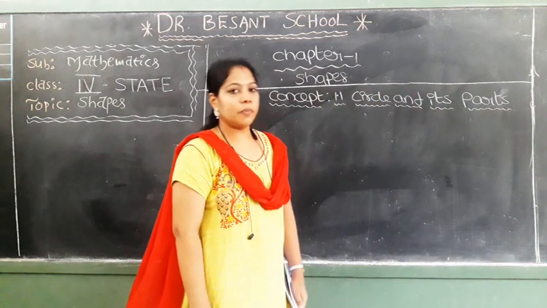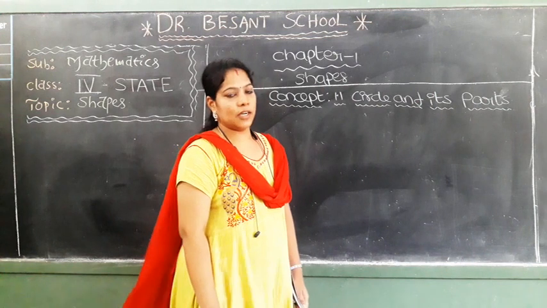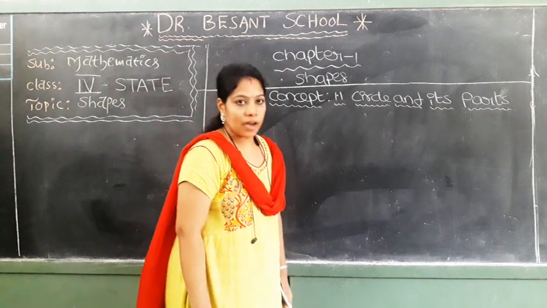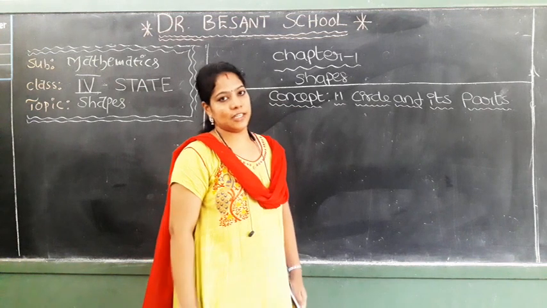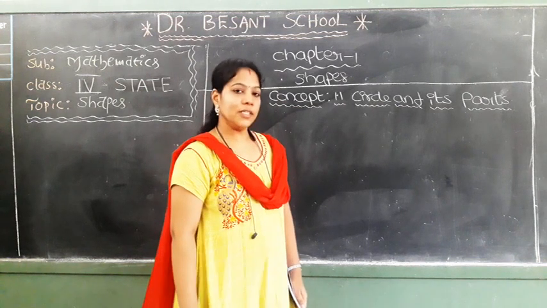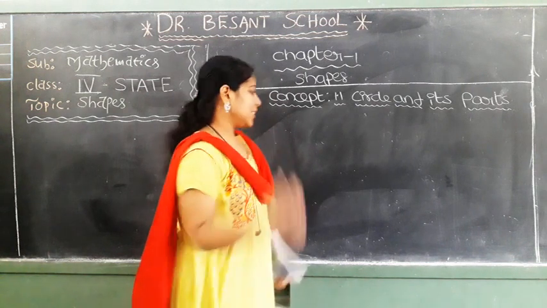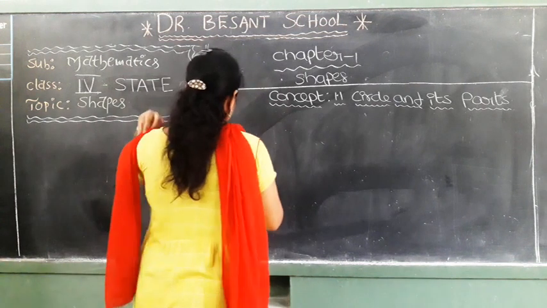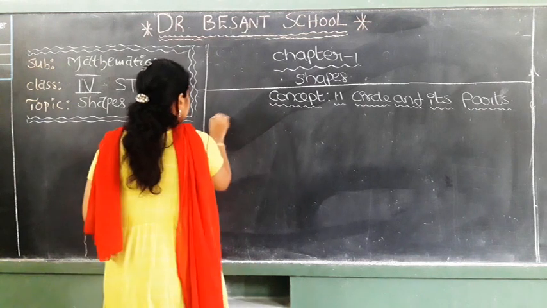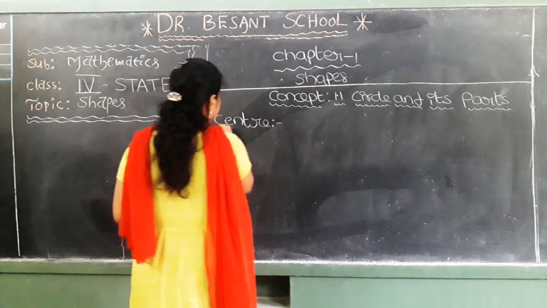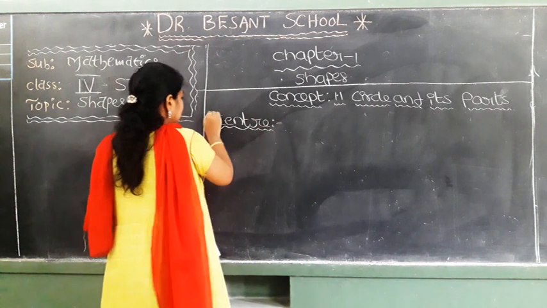We already learnt about all the parts of the circle. Do you remember all the parts? Good, children. Now we have to draw all the parts here. What is the first part of the circle? Good, center. Put the heading as center. That one write first.